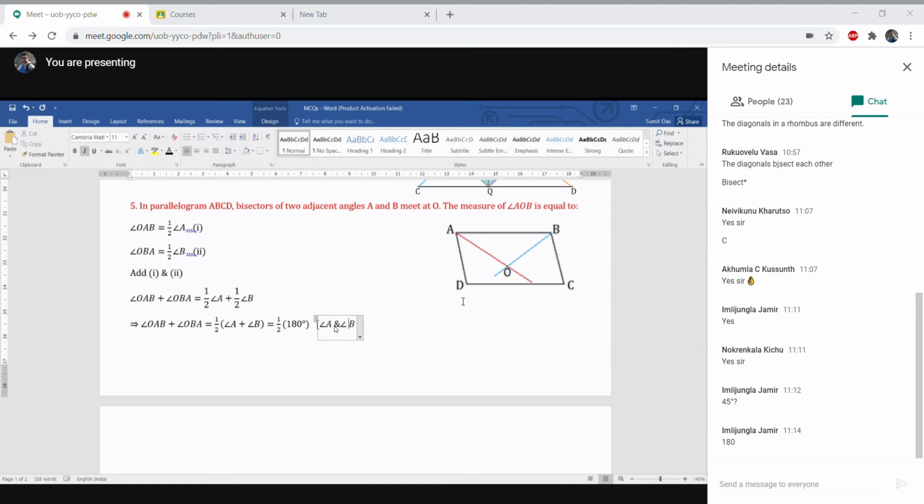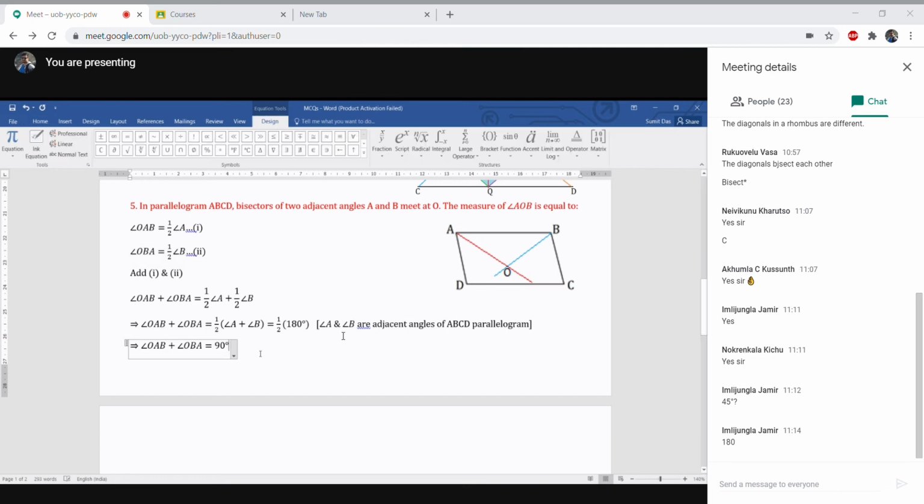A and B are adjacent angles of ABCD. ABCD parallelogram. Okay. Now, so what is the angle of this? What is the value of this? The value of this will be half of 180 degree, that is equal to 90 degree.